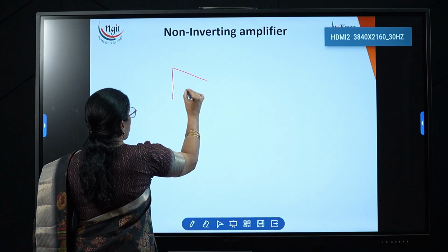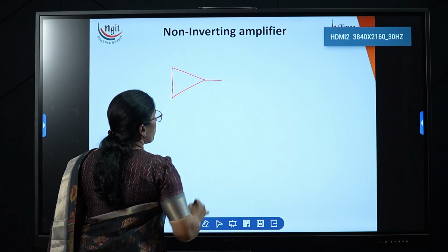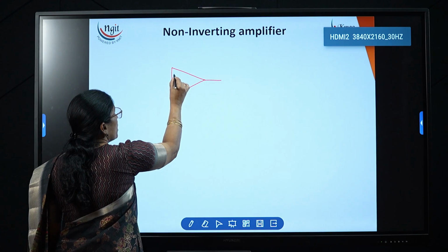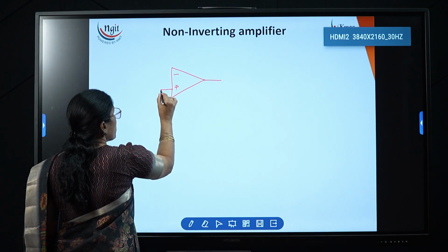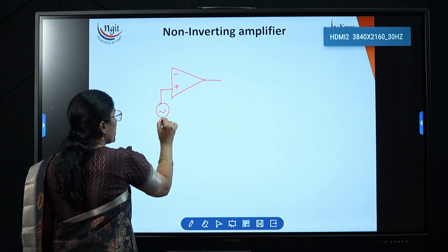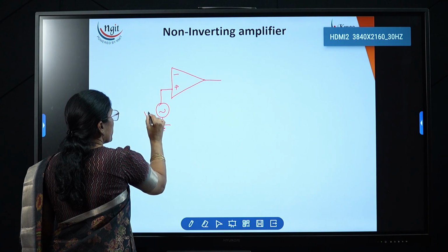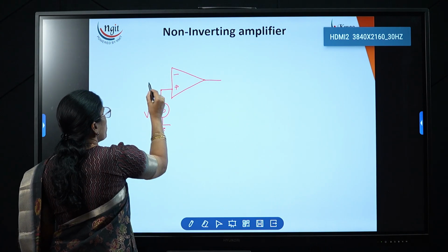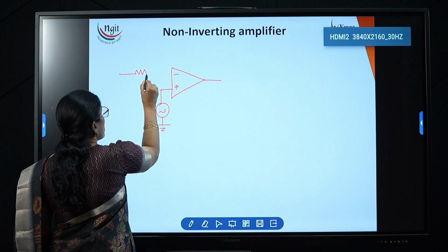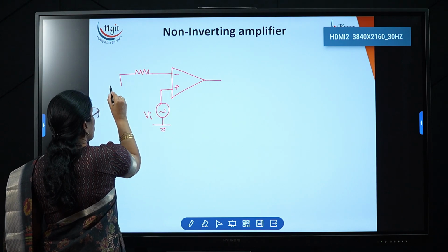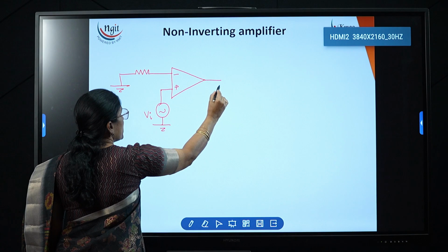So non-inverting amplifier means what? The signal we need to apply to the non-inverting terminal, that is, to the plus terminal. To the plus terminal we are applying this signal. So here I am taking it as VI, VS, however you want. Now this inverting terminal I have to make it ground, and this is the output.